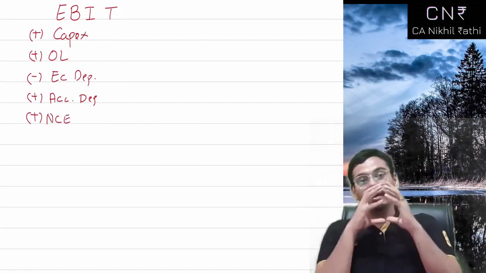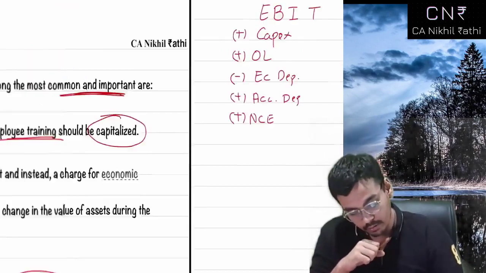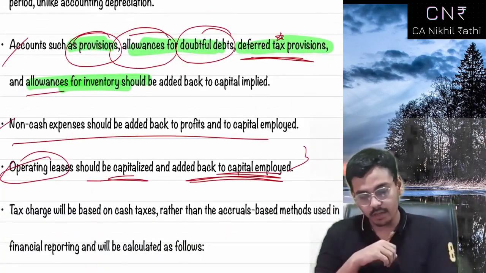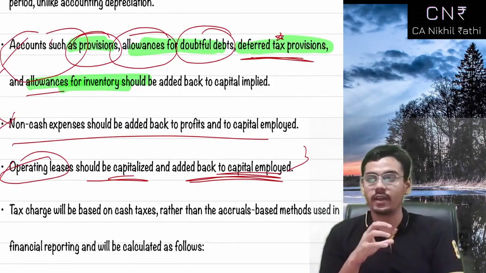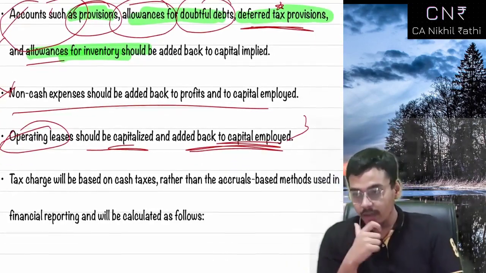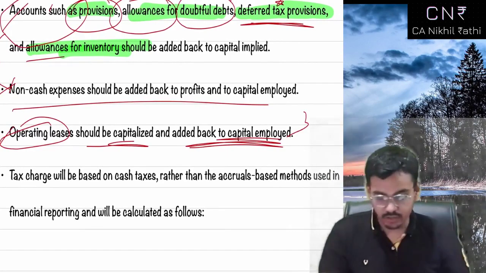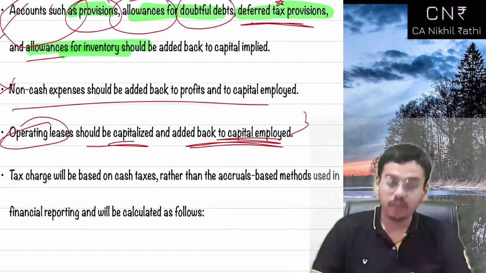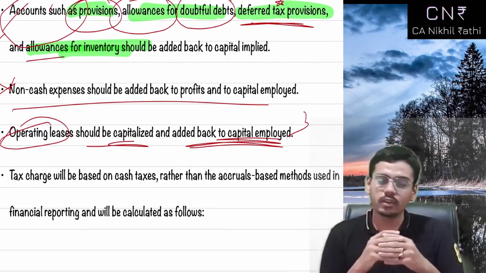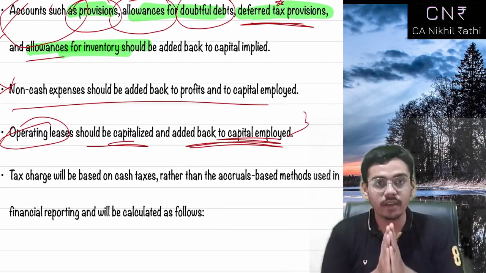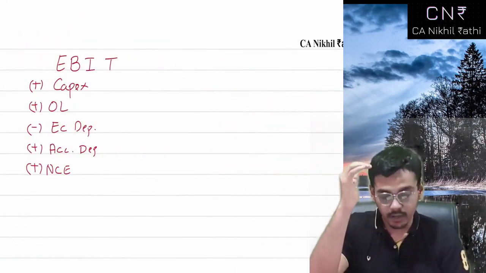Okay, then next part. I have said that provisions and non-cash expenses would be added back. This is clearly mentioned. Now understand, this is very important regarding the tax charge. Now let me explain this tax charge principle. Before that, let us recapitulate what we have done up till now. We have earnings before interest and tax.